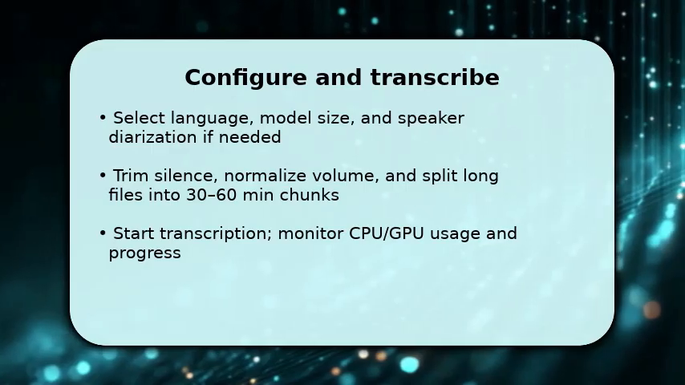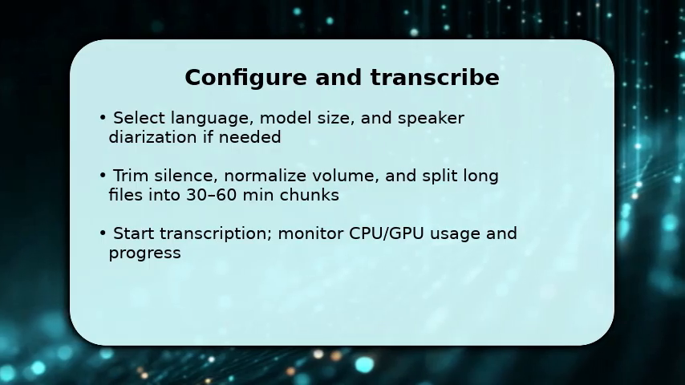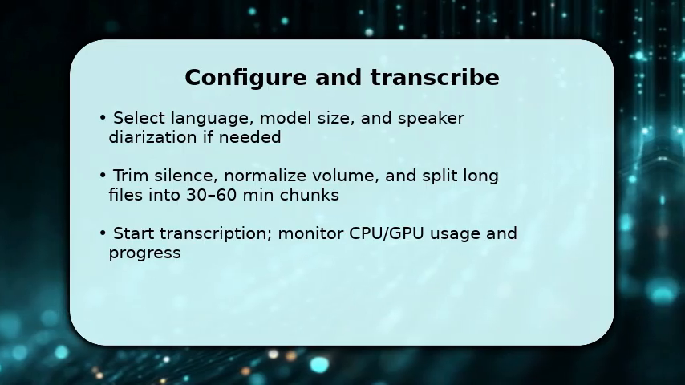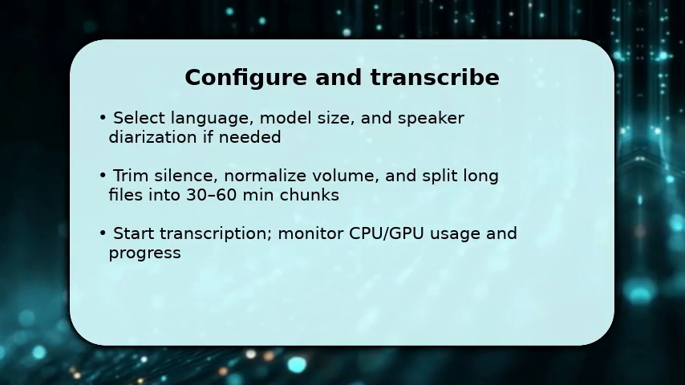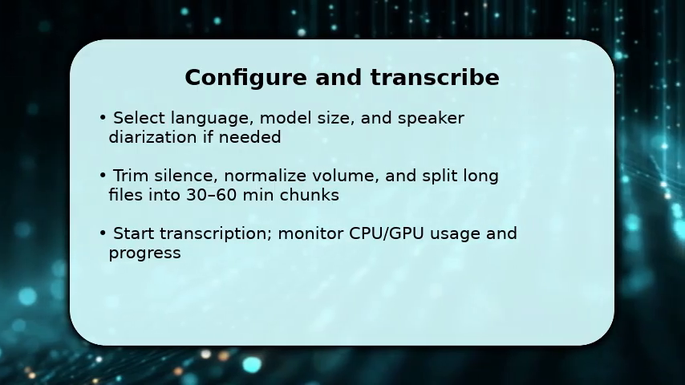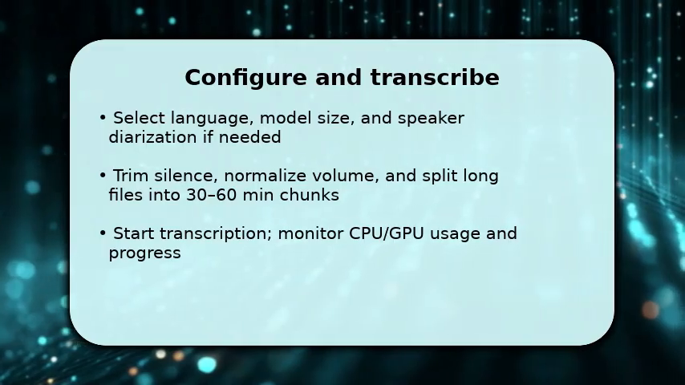Next, configure conversion settings. Pick the language, choose a model size that balances speed and accuracy, and enable speaker diarization if multiple voices appear. Once configured, preprocess the audio, trim long silences, normalize volume, and split files over 30-60 minutes into chunks to reduce errors and memory spikes.